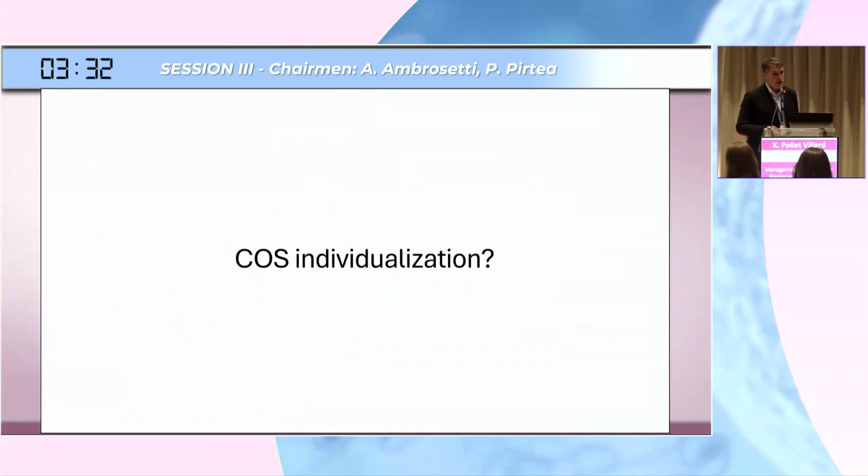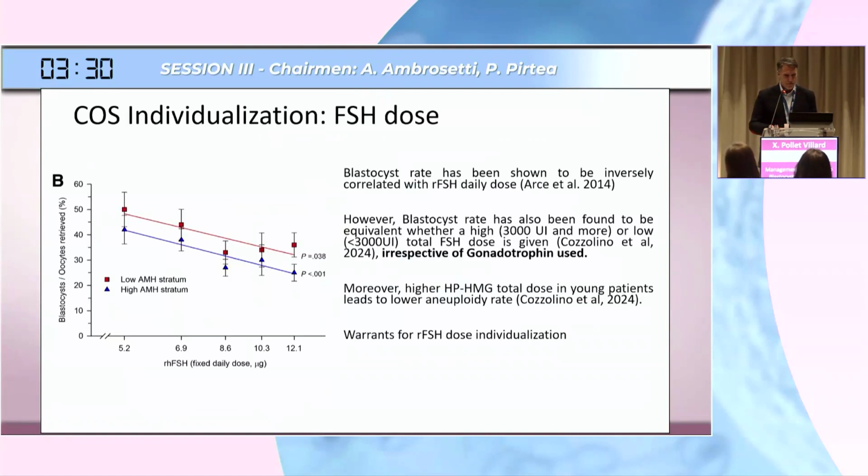Now, controlled ovarian stimulation individualization. So first, the FSH dose. It has been shown by Arce in 2014 that blast rate is inversely correlated with the recombinant FSH daily dose. However, blastocyst rate has also been found to be equivalent whether a high, i.e. over 3,000 units, or low, i.e. less than 3,000 units total FSH dose is given, and irrespective of gonadotrophin use. So there is a controversy.